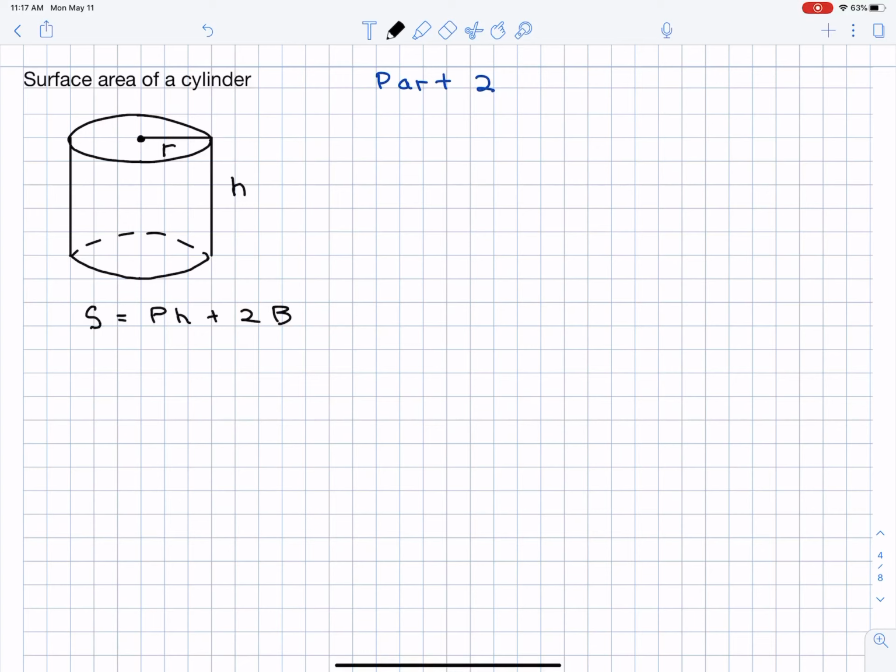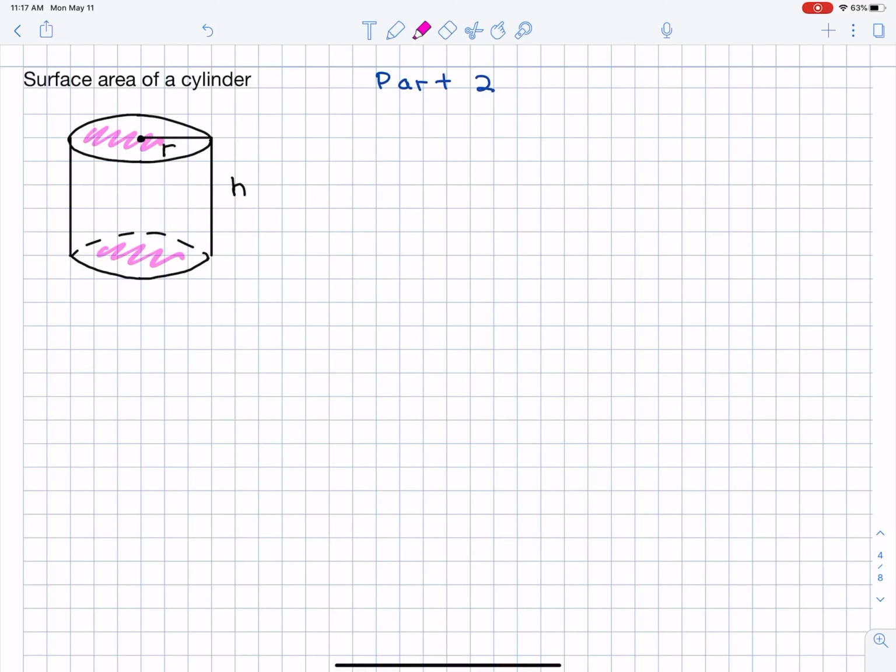Now, the question is, does this apply to a cylinder? Can we use this formula to apply it to a cylinder? So let's go and find out. First off, here's our cylinder. And I think you'd agree, we have two bases, both of them are circles. So we could find the area of those two bases very easily, just using our pi r squared area of a circle formula. But what about the lateral area?